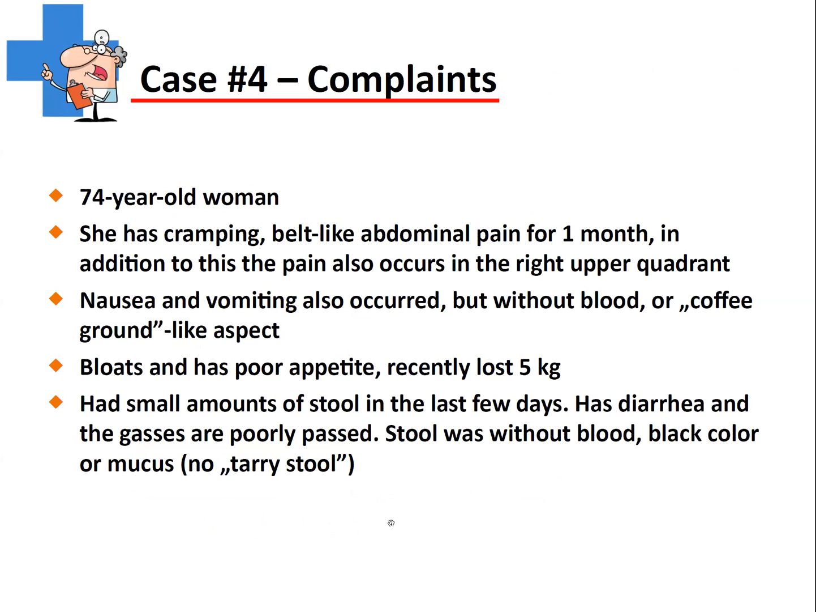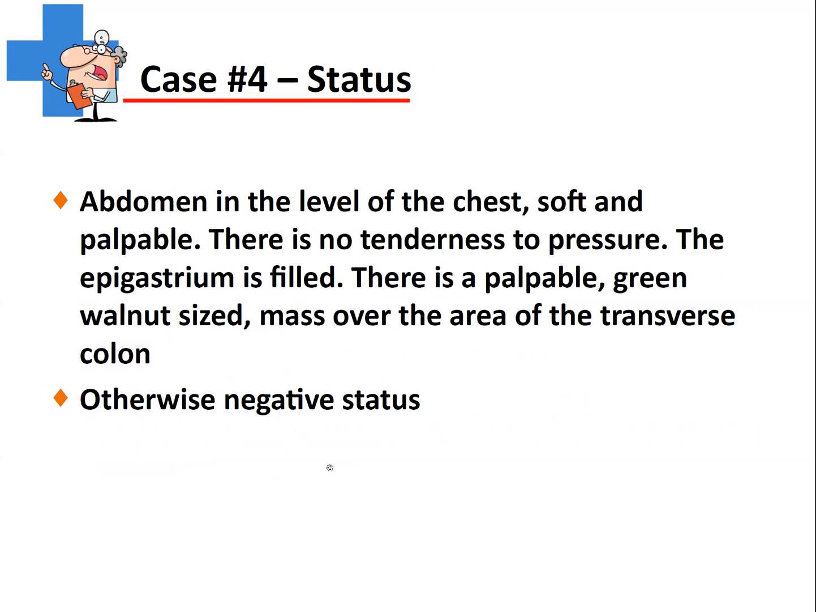Okay, let's see another case. A 74-year-old woman has had cramping, bell-like abdominal pain for 1 month. In addition, the pain also occurred in the right upper quadrant. Nausea and vomiting also occurred, but without blood or coffee-ground-like aspect. She is bloated and has poor appetite. Recently she lost about 5 kilograms. She had a small amount of stool in the last few days, has diarrhea, and gases are poorly passed. Stool was without blood, dark color or mucus, so no tarry stool was detected.